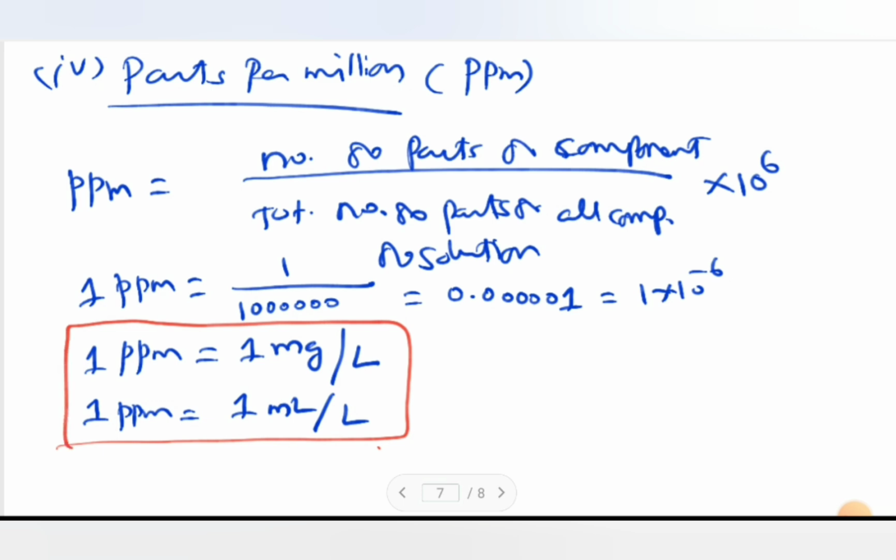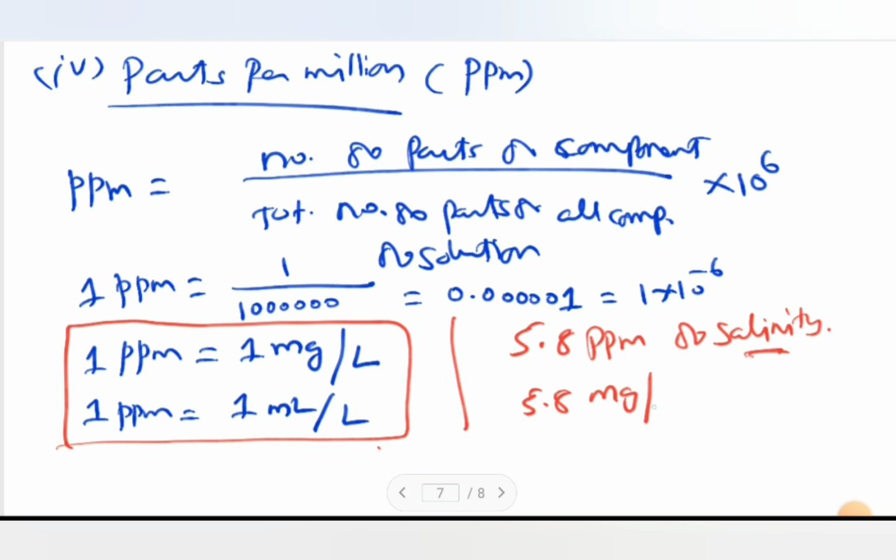They will say that you are given a value of 5.8 ppm of salinity. The problem is that you have to think in terms of millions. You don't need to think in terms of millions. Here salinity means the salt, so it means that 5.8 milligram of salt is dissolved in 1 liter of the water in the given sample. Like that, we can discuss another example.